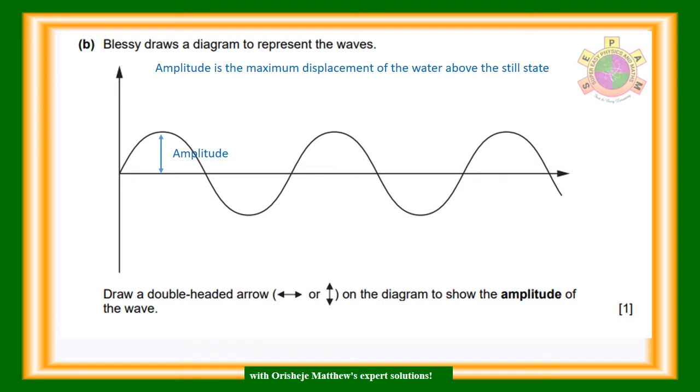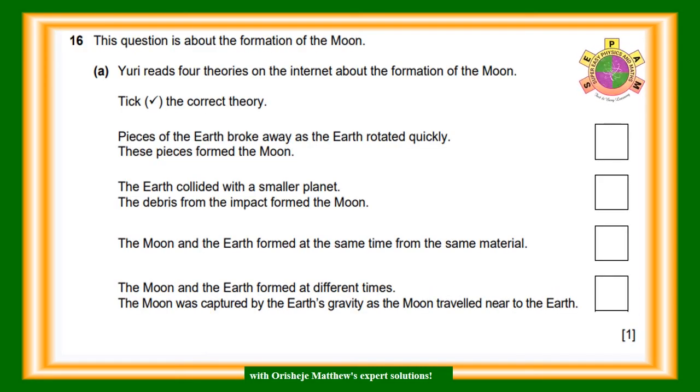Question 16, this question is about the formation of the moon. Question 16a, Yuri reads 4 theories on the internet about the formation of the moon. Tick the correct theory. The correct theory about the formation of the moon is the second proposition. The Earth collided with a smaller planet. The debris from the impact formed the moon. Tick. The other theories given are incorrect.